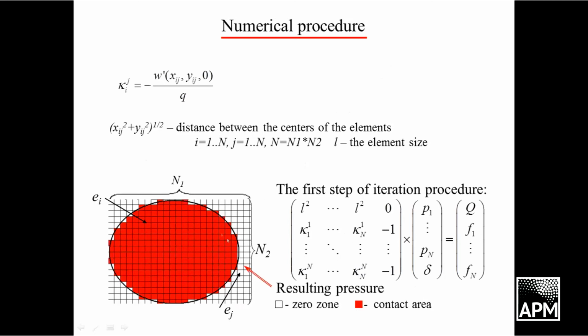We solve the equation. We take the surface region, which is greater than the contact region, and after that we solve this matrix equation. And the procedure is used until we have zero condition at the boundary. And after the contact problem solution, we can then calculate stresses.